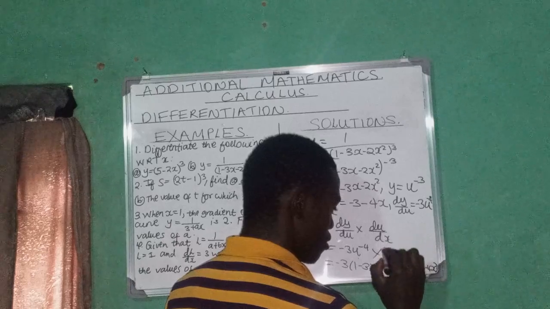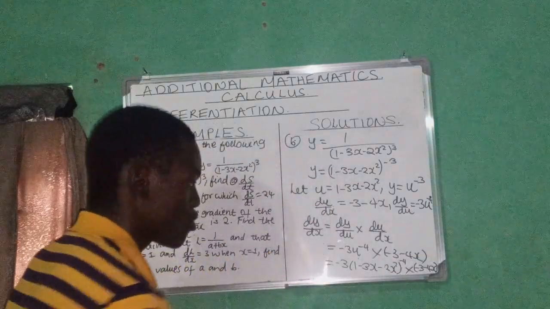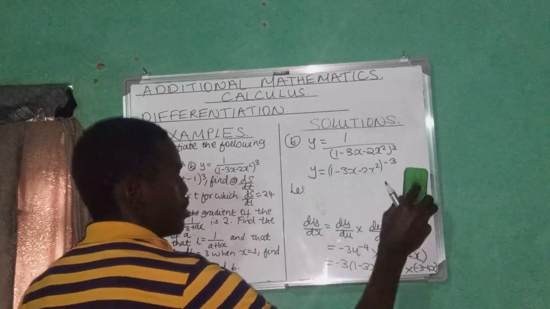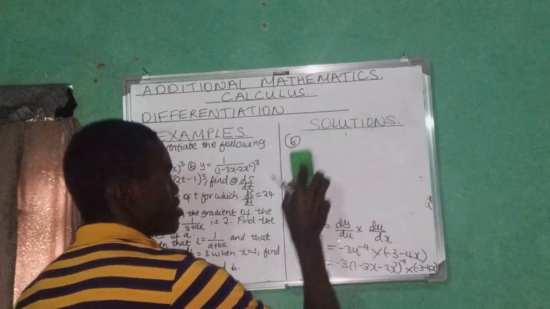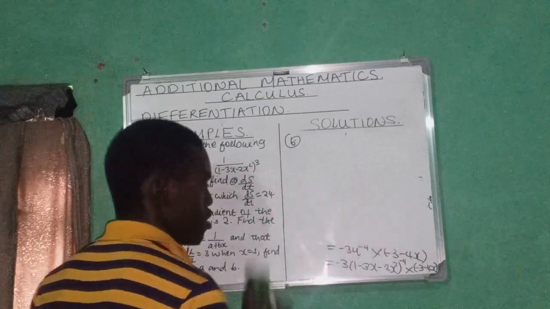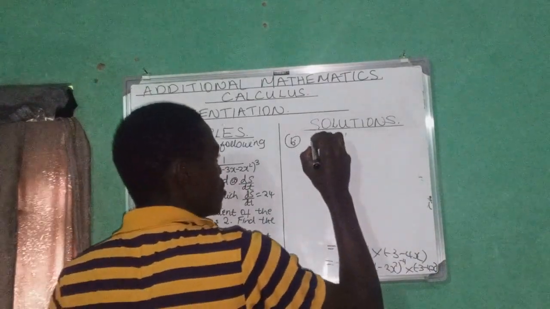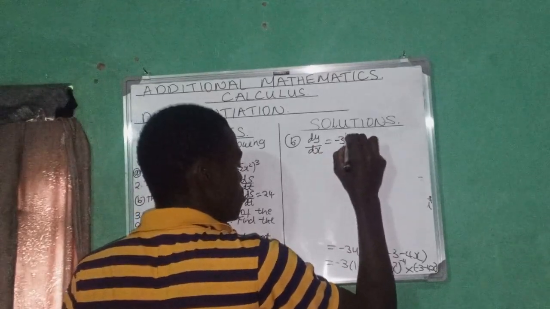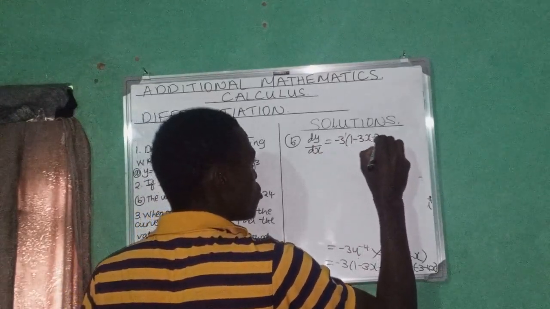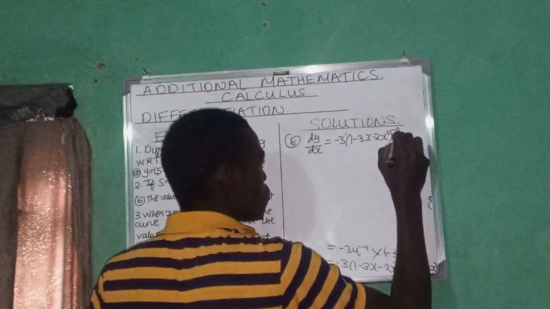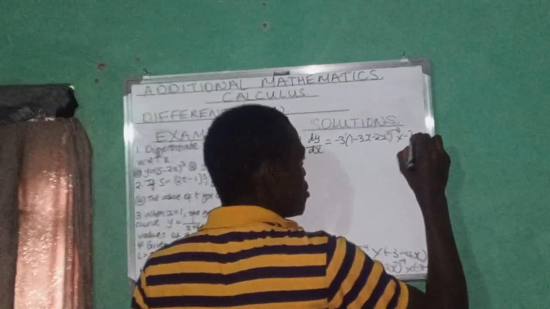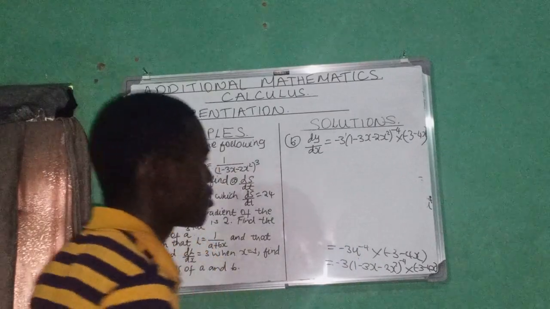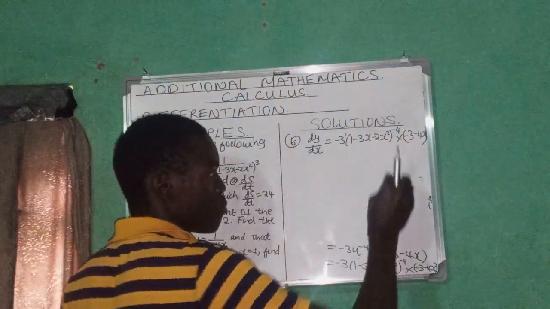I hope you can see that. So this is being multiplied by negative 3 minus 4x. So in this case, since we have already substituted, we can just remove everything. We are saying our dy dx is equal to negative 3 multiplied by 1 minus 3x minus 2x squared, the power negative 4, you multiply by negative 3 minus 4x. Like that.